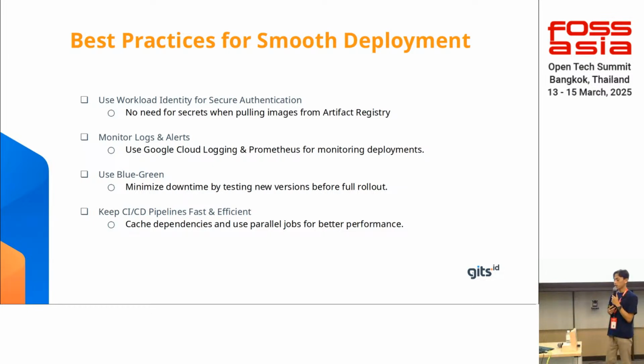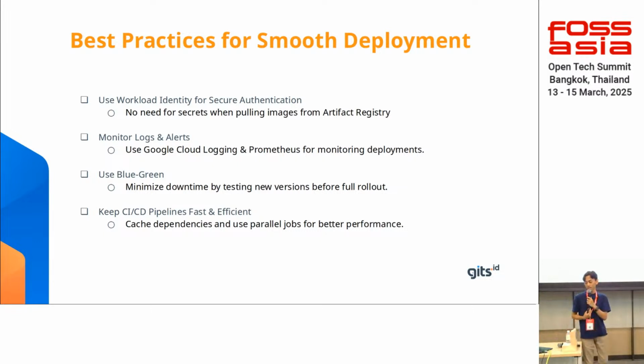Next one is monitoring and logging. We can use Google Cloud Logging or Prometheus to monitor our application, but we can also integrate with other external monitoring. Then for better trial and error, we use blue-green deployment. So just do the test in the blue deployment. Please don't do the test on the production deployment. It will make you work on the weekend.